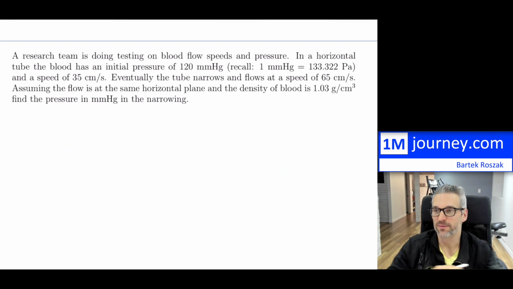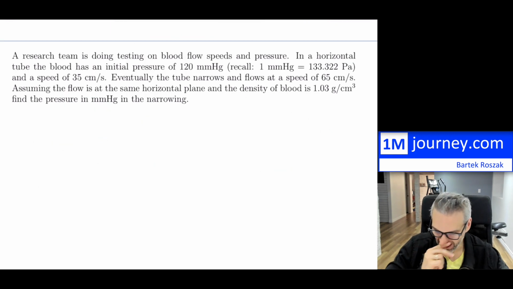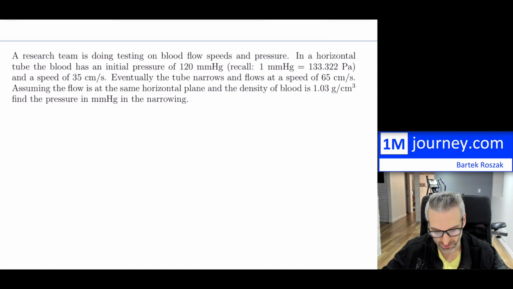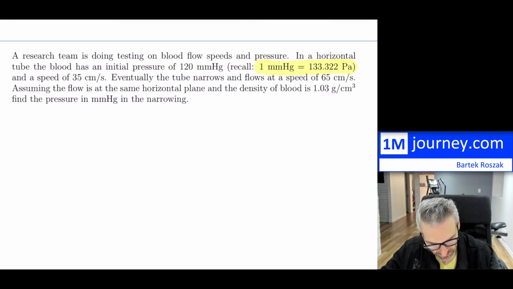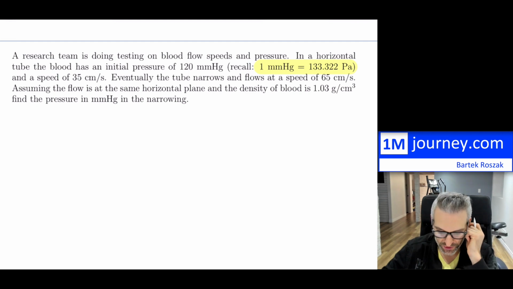Here's the last example for this video. It says a research team is doing testing on blood flow, speeds, and pressure. In a horizontal tube, the blood has an initial pressure of 120 millimeters of mercury. And they give us what the conversion is, at a speed of 35 centimeters per second.